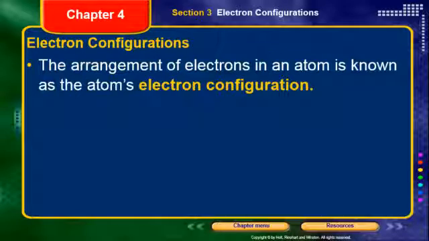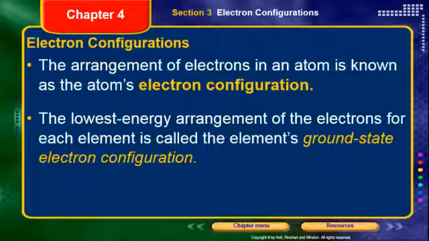The arrangement of electrons in an atom is known as the atom's electron configuration. Because remember, these electrons are spaced out around the nucleus of an atom in very specific, predictable ways. It's not like you just throw a whole bunch of them in a bag and they look like a bunch of chicken livers. They are spaced out very specifically, very uniquely.